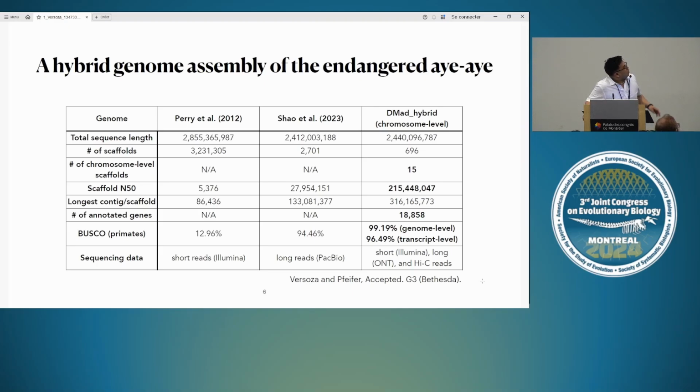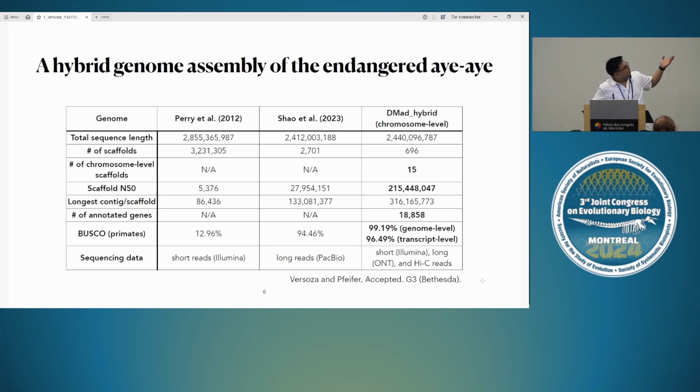Next, I'd also like to highlight that compared to the releases from 2012 and 2023, we were able to have a data set of annotated genes, which will be very important if you wanted to look at the genomic context of these structural variants. Another thing to highlight is the BUSCO scores of our genomes, and it's a pretty good sign that at the genome level we're at 99%, and uniquely we have a transcript level which is at 96%. So all of these point to it being pretty good.